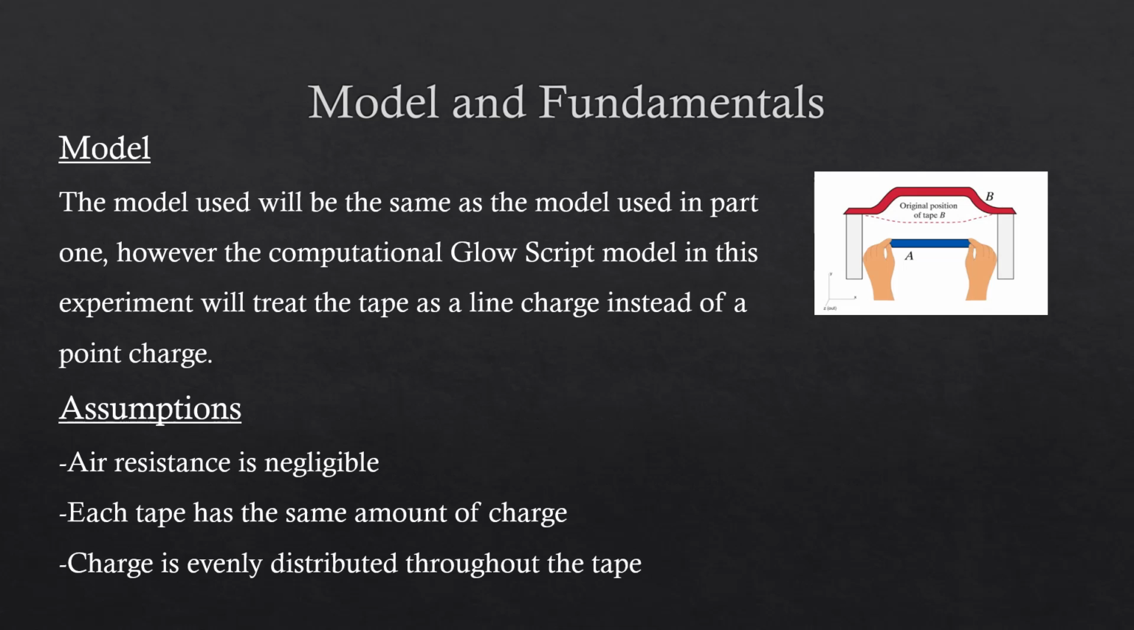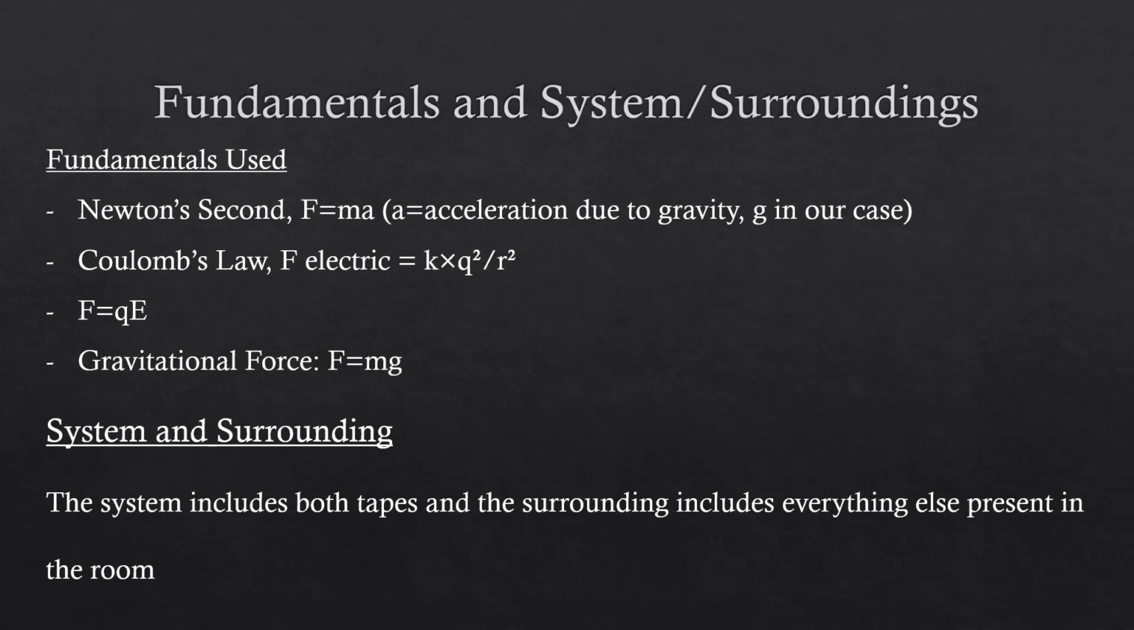The model used will be the same as the model used in Part 1. However, the computational GlowScript model in this experiment will treat the tape as a line charge instead of a point charge. Some assumptions we're going to be making are that air resistance is negligible, each tape has the same amount of charge, and that charge is evenly distributed throughout the tape.